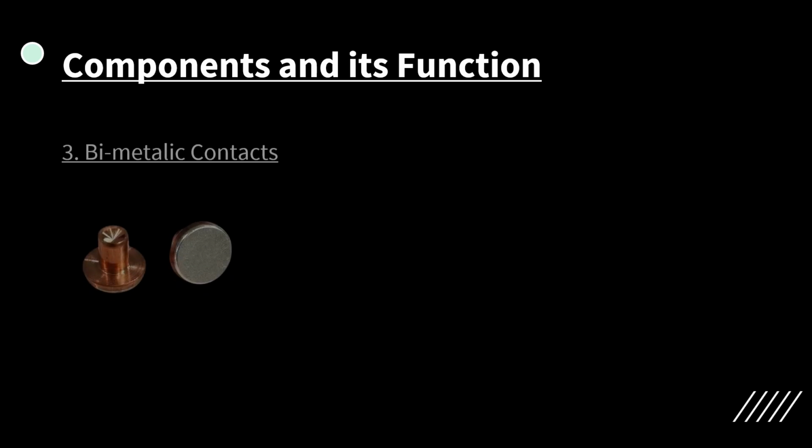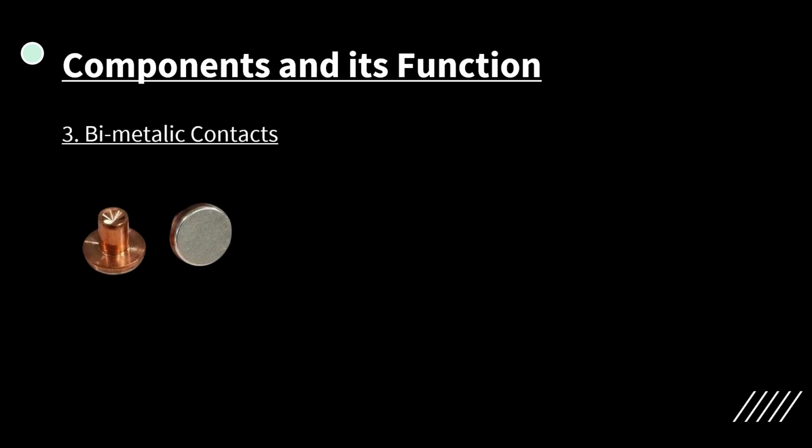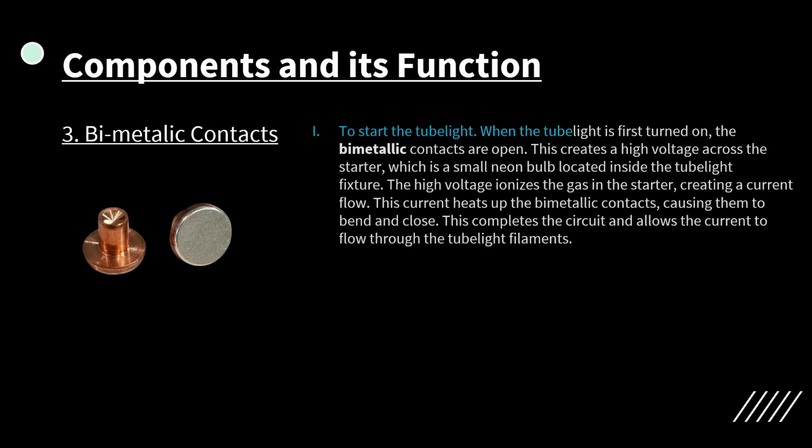The third one is bimetallic contacts. This component is used for two reasons. The first reason is to start the tube light. When the tube light is first turned on, the bimetallic contacts are open. This creates a high voltage across the starter, which is a small neon bulb located inside the tube light fixture. The high voltage ionizes the gas in the starter, creating a current flow. This current heats the bimetallic contacts, causing them to bend and close. This completes the circuit and allows the current to flow through the tube light filaments.